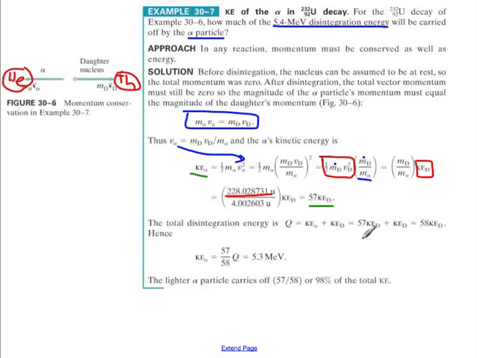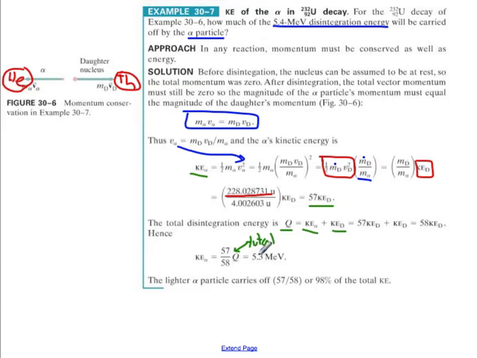So then what they're doing is just thinking about that. The total disintegration energy, which they call Q, whatever they called it, is the alpha particle energy plus the daughter particle energy. So we get the alpha particle is 57 of these, and then one of those. There's 58 of those total. So obviously the kinetic energy of the alpha particle is 57 out of 58 of the whole. Q is the whole, right? This is like the total.